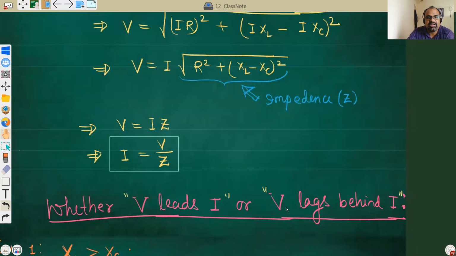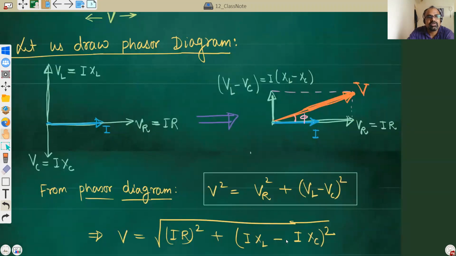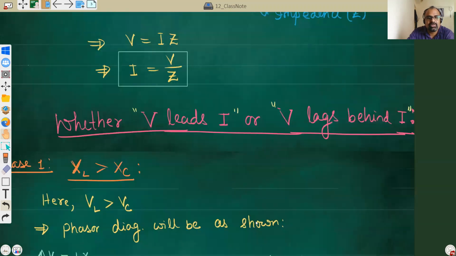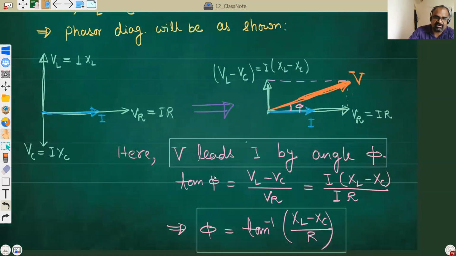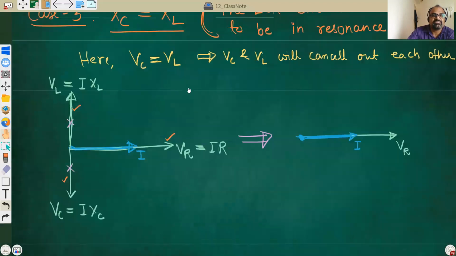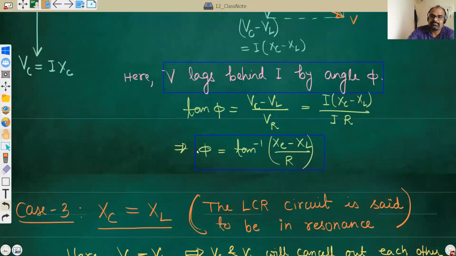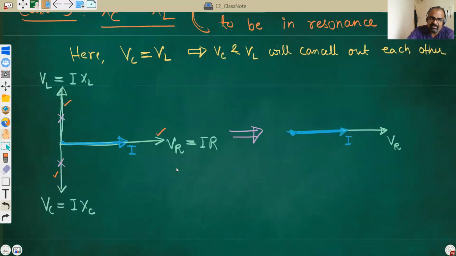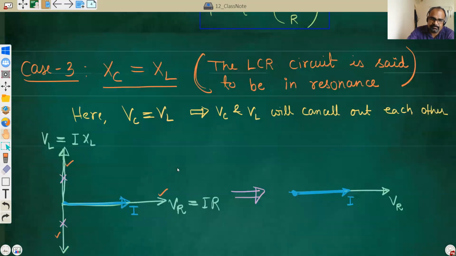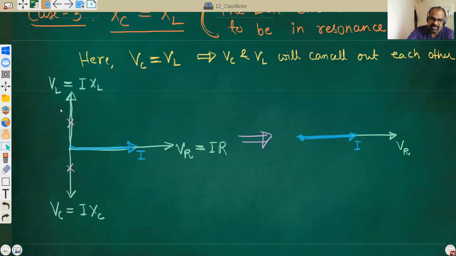Oh my God, what did I do here? No, correct. Sorry, I was confused with it. So tell me here, what will happen? When you add these three voltages, only this one will remain. So isn't this the source voltage? This itself will be the source voltage.